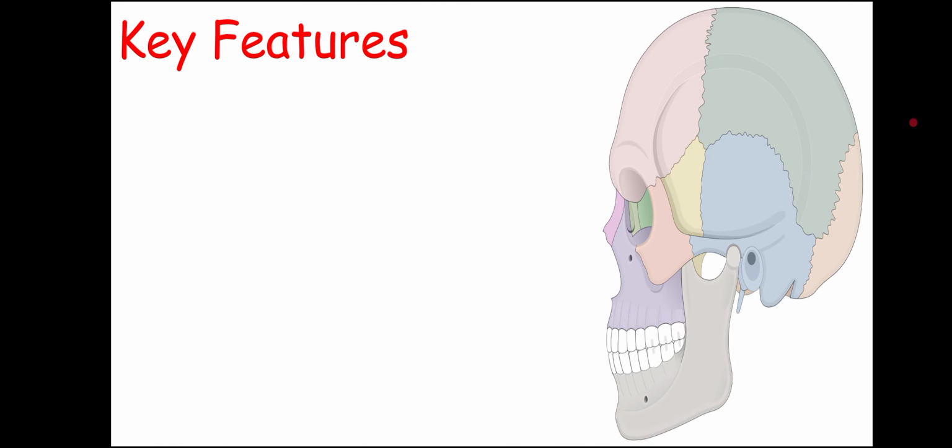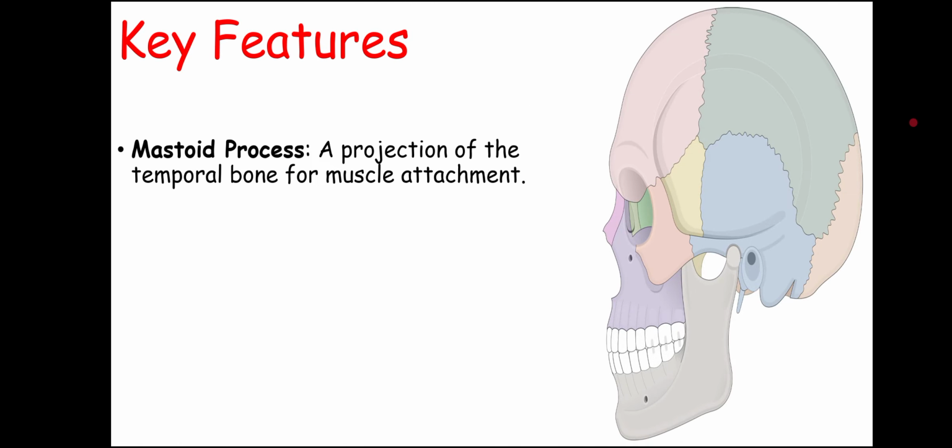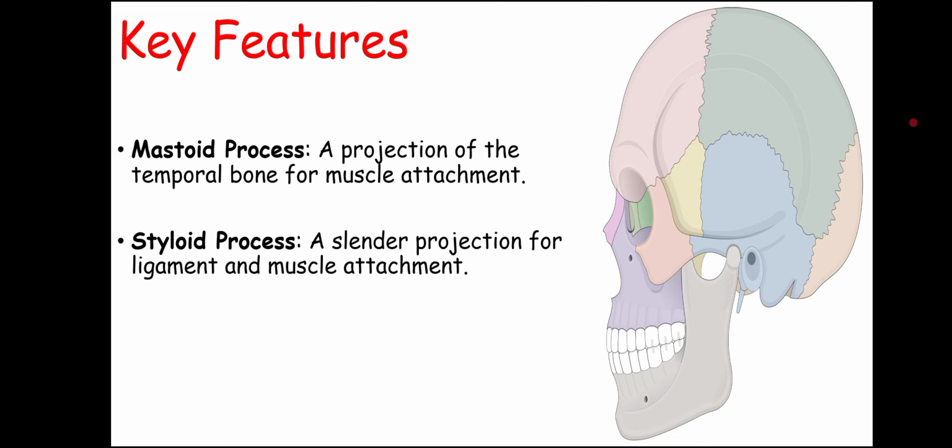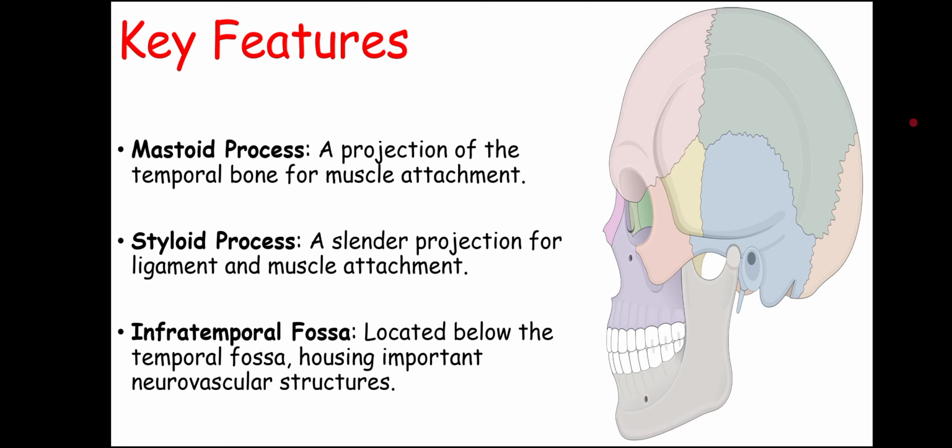Now further talking about the key features of Norma Lateralis, we have the mastoid process that is a projection of the temporal bone for muscle attachment. Next we have the styloid process that is a slender projection for ligament and muscle attachment. It is also part of the temporal bone. Next we have the infratemporal fossa that is located below the temporal fossa and houses important neurovascular structures, and that's the reason the infratemporal fossa is really significant clinically.